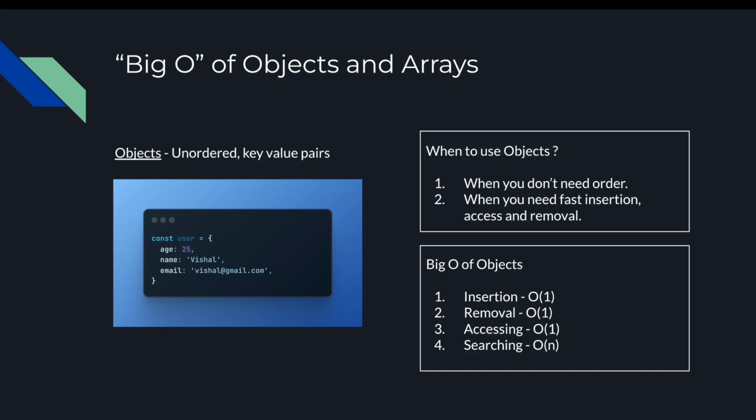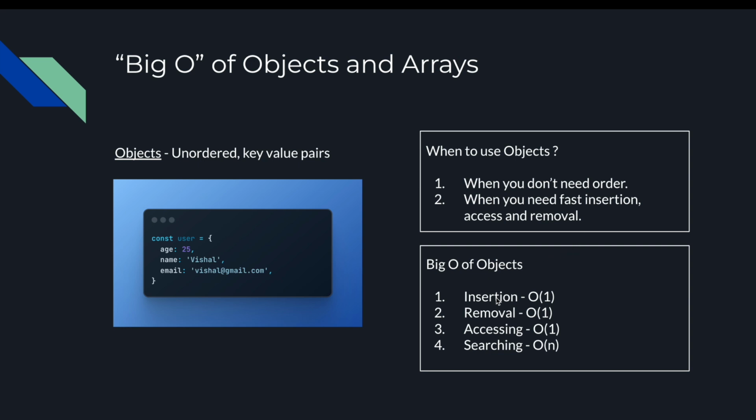Alright, in today's video, we are going to see big O values of objects and arrays. Objects are unordered key value pairs. As you can see here in the example, I have an object called user that has property age, name, and email and their values. Now let's see when we should use these objects in our code so that we can get the best performance out of it. We should use objects when you don't need order and when you need fast insertion, access, and removal operations.